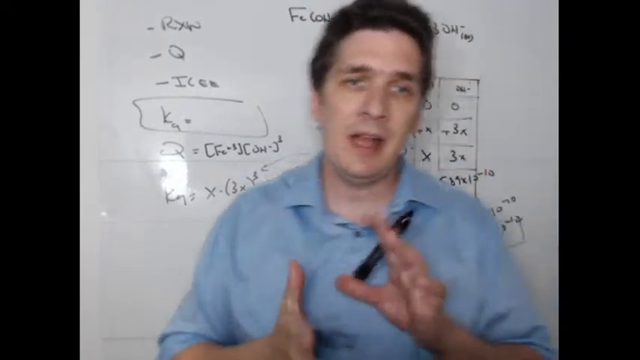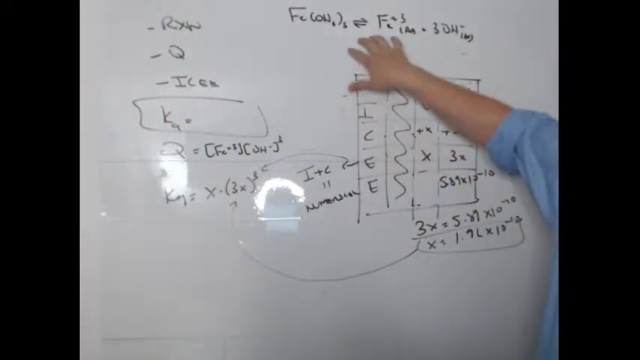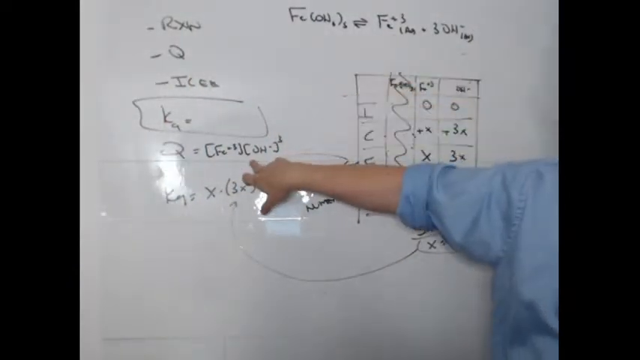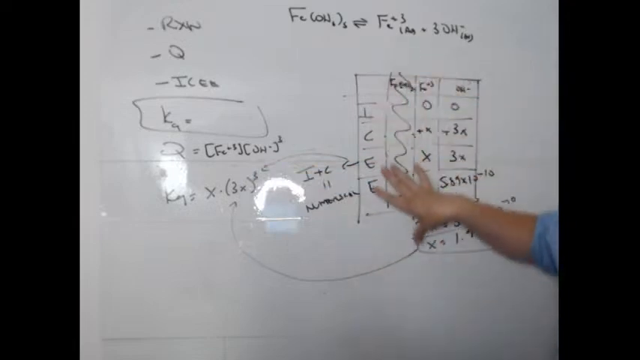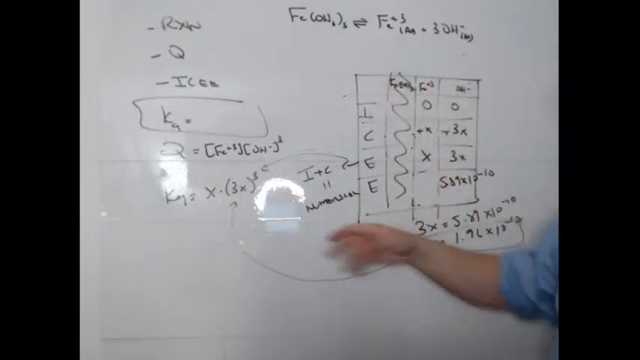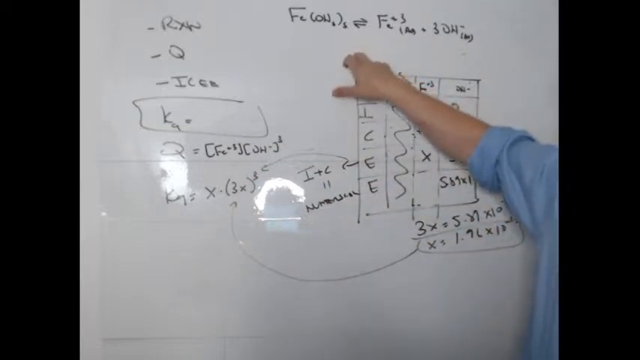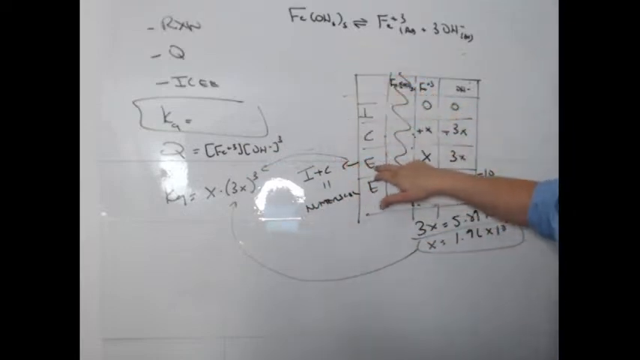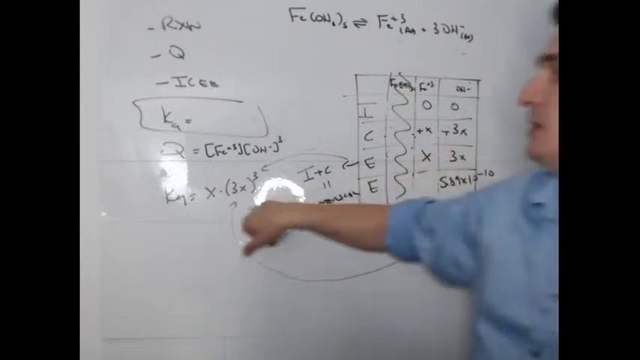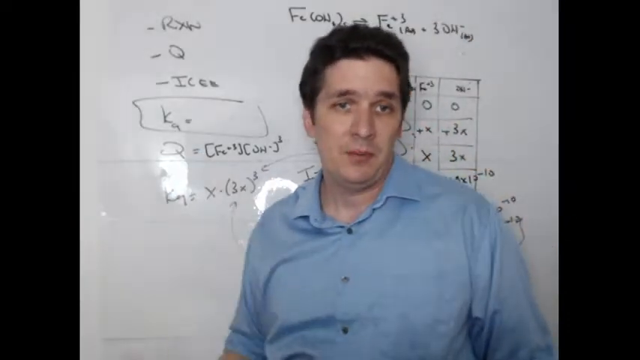So for all these equilibrium problems, it's always the same approach. Set up your IC table, set up your equilibrium expression, set up your expression for Q, plug in as much information as you have. If you're solving for Keq, odds are you're going to use the numerical row. If you're solving for a final concentration, odds are you're going to use the algebraic row when you plug in your expression for Q. But from there, you just solve.